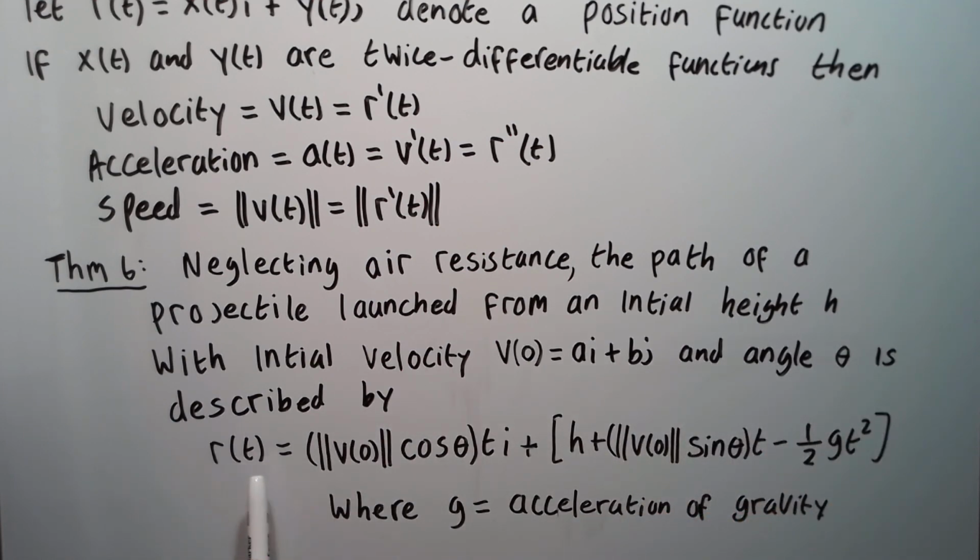So r of t equals the speed at time 0, cosine of the angle, times t i, plus h, which is the initial height, plus speed at time 0, sine of the angle, t, minus 1/2 g t squared, j, where g here denotes the acceleration of gravity. Okay, so we need to prove this statement. Let's look at the proof of it now.